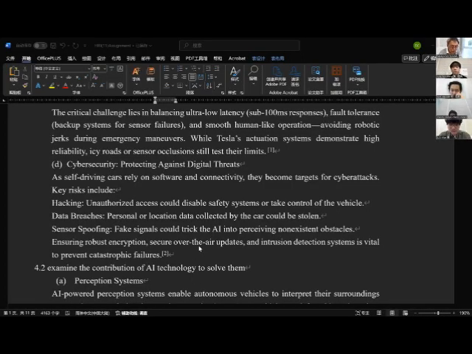Sensor spoofing: fake signals could trick the AI into perceiving non-existent obstacles. Ensuring robust encryption, secure over-the-air updates, and intrusion detection systems is designed to prevent catastrophic failures.